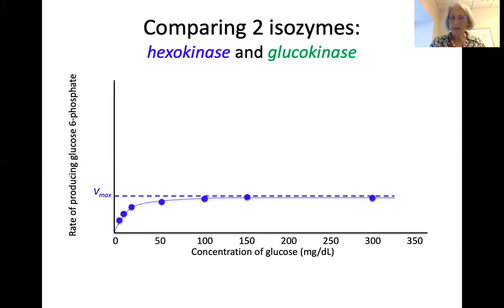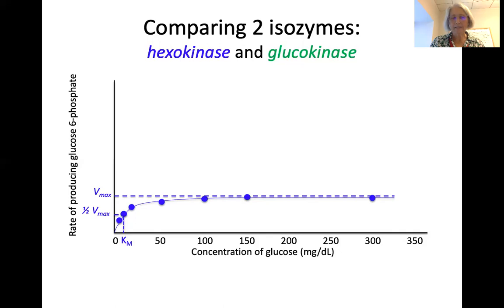To get the Km, it's the concentration of glucose at half the maximal rate. So if we go to half the maximal rate, go over to where that intersects with the curve, we see that the Km value for glucose of hexokinase is quite low. Okay, so hexokinase has a relatively low Vmax and a low Km. So let's compare that now to glucokinase.